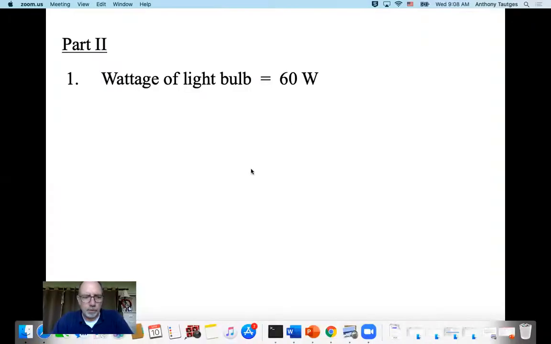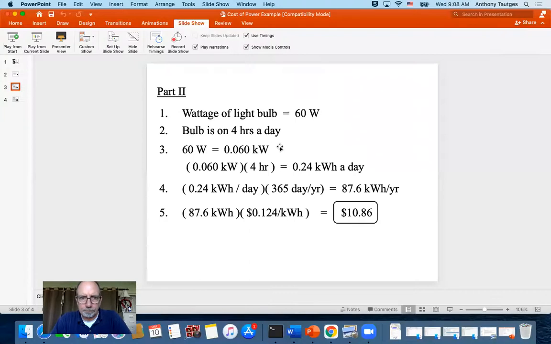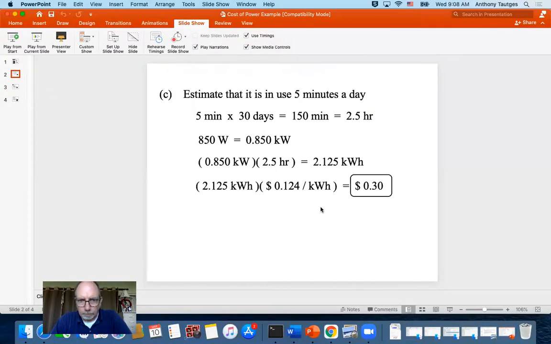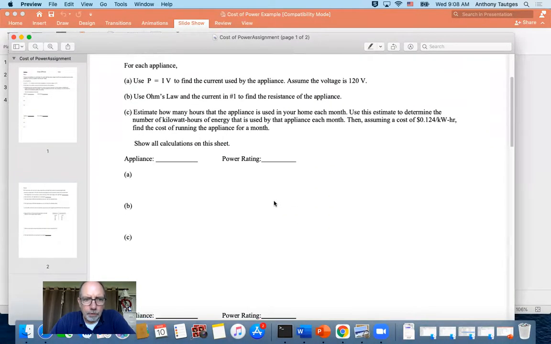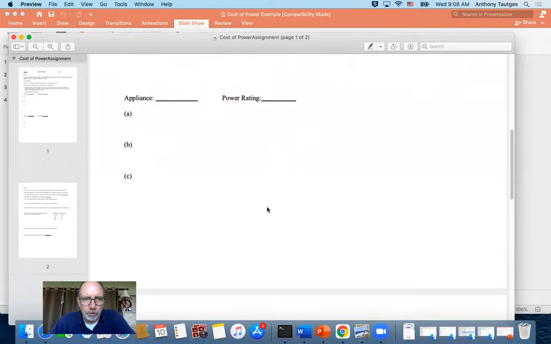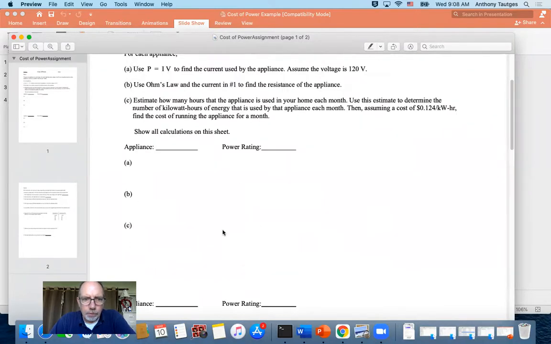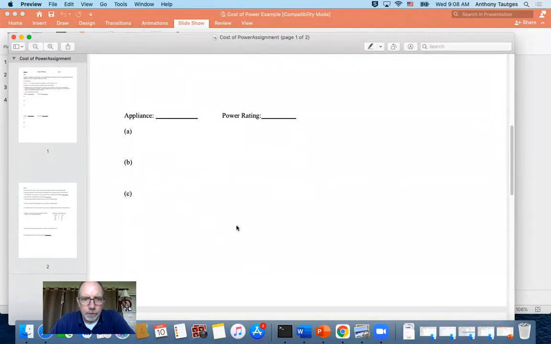So, excuse me for a moment. I'm going to go previous to this, and I'm going to escape out of here. Oops, let me get to there. And then I want to get back to the cost of power assignment. If you scroll down to page 2, there's the work for the first appliance. There's the work for the second appliance.